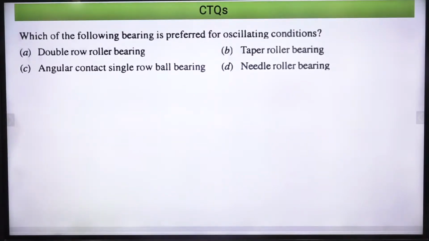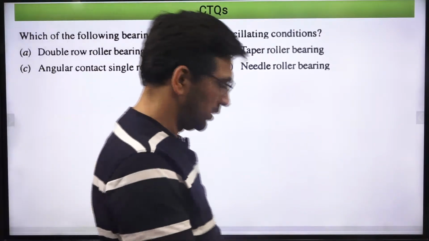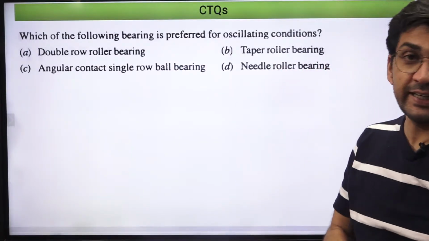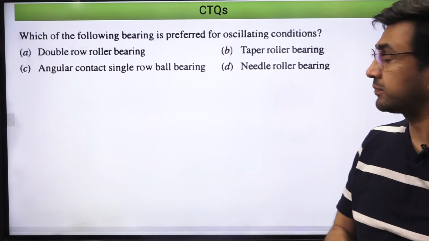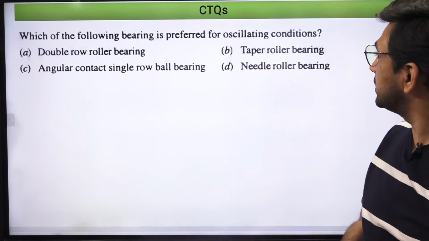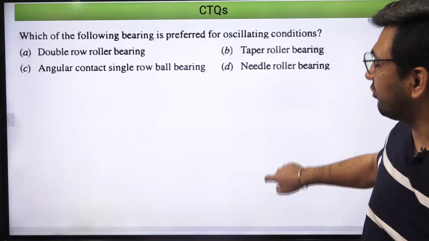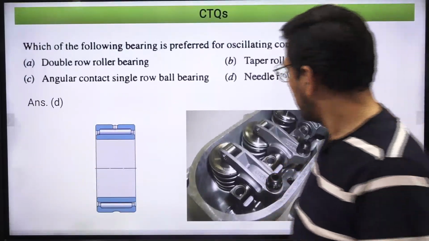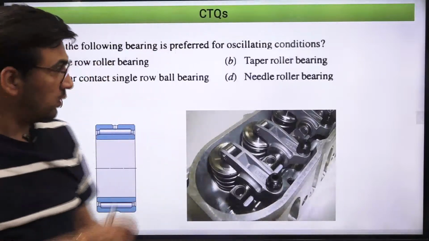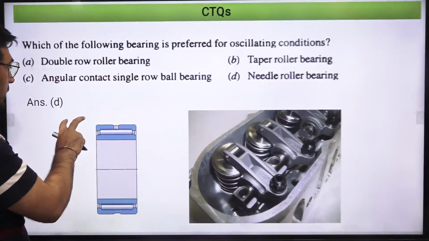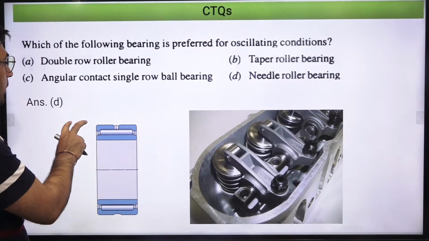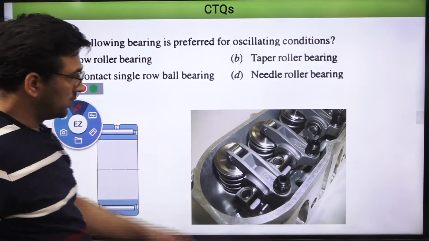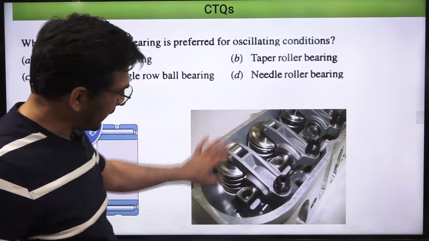Go to this particular question: which of the following bearings are preferred for oscillating conditions? I don't know whether you have an idea of oscillating condition or not, but here is the bearing. Anyway, you can see the answer also. I don't know whether you can guess it or not.